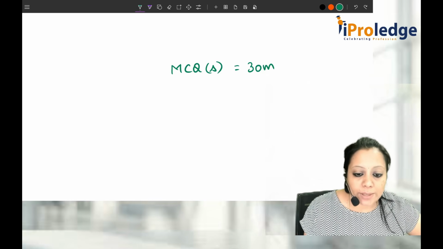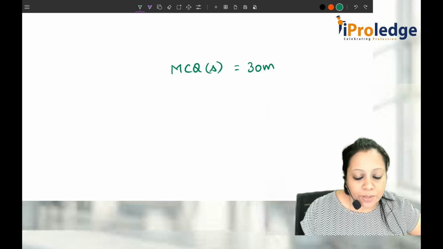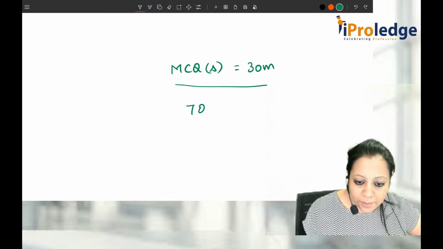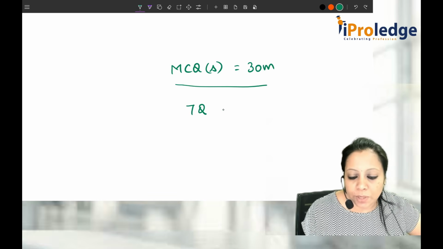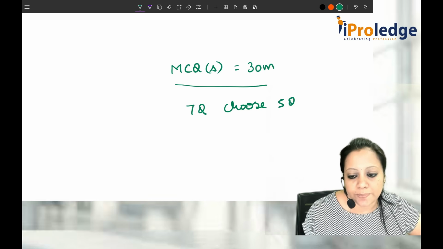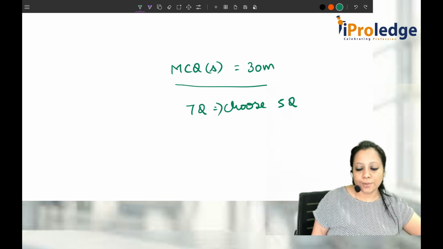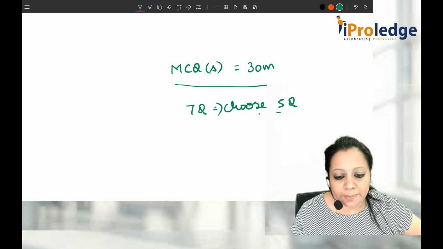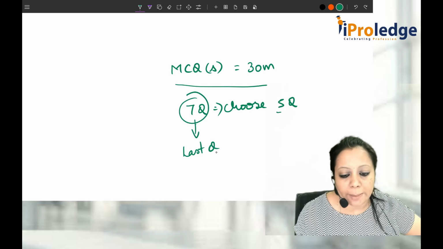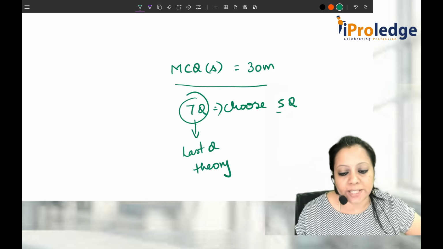So from the balance, after the MCQ questions are over, they would be giving you about 7 questions. Out of that, you need to choose 5 questions. Generally, in the 7 questions that they give, the last question will be a theory-based question.